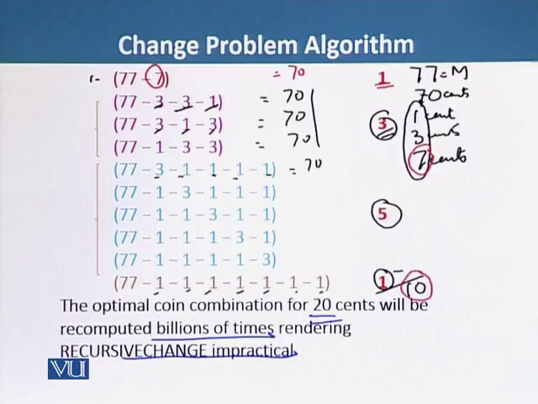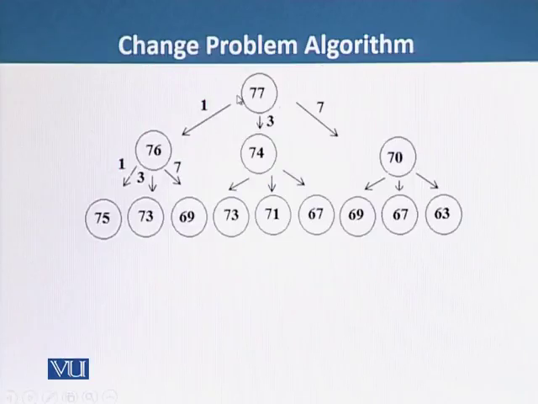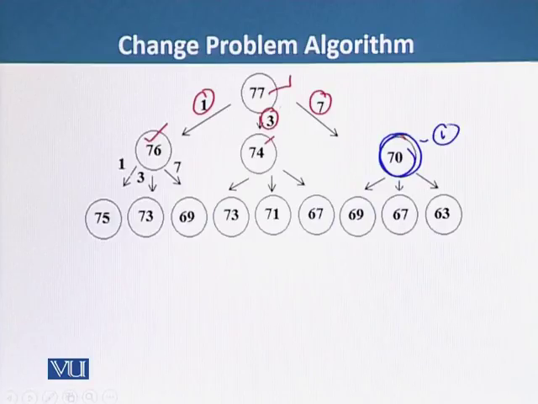So here we have 10 combinations. We see 1, 3, 5 and 1 again. So we can draw it in a flow chart diagram, and we can see it in the next slide. So we can see 77 cents, and we have 3 options. We subtract 1 cent and we get 76. Again, if we subtract the 3 cents, we get 74, and similarly 7 we get 70. So this is our target, 70 cents.